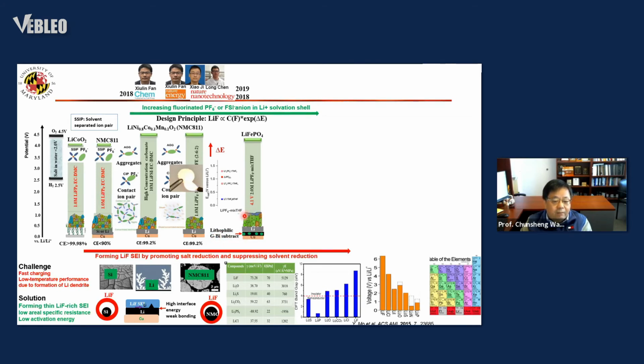And on the top of lithium, we use lithium fluoride rich SEI. This is lithium-phobic. So lithium-phobic on the top, lithium-philic on the bottom. In this way, we really got 99.8 Coulombic efficiency.